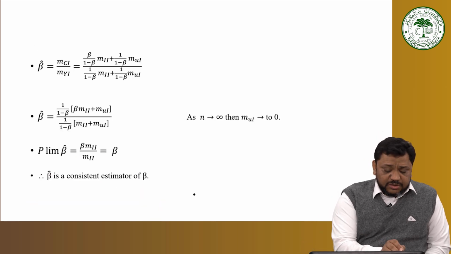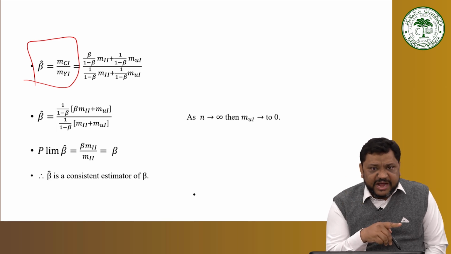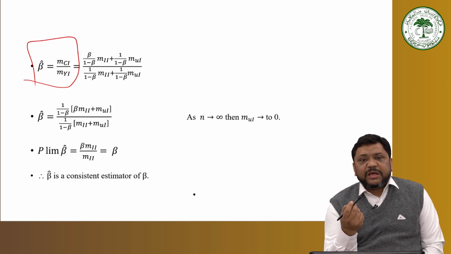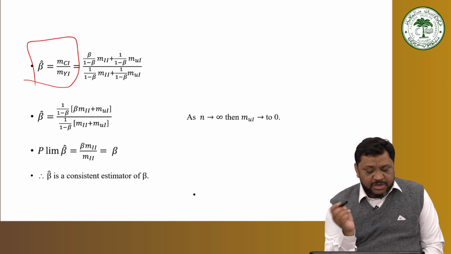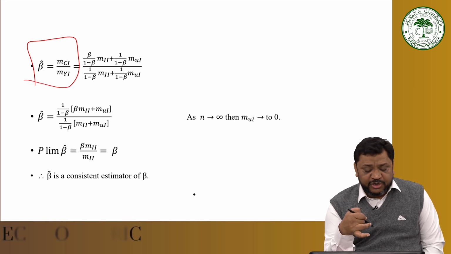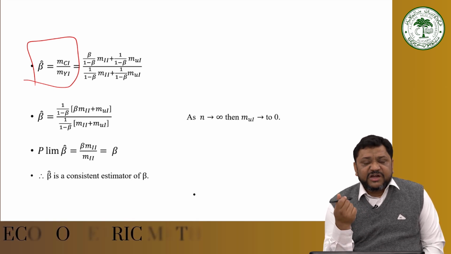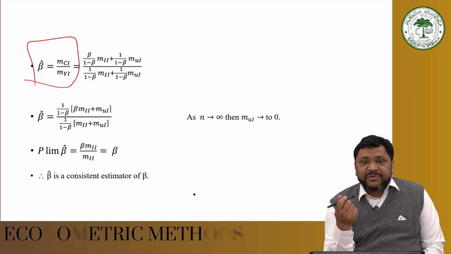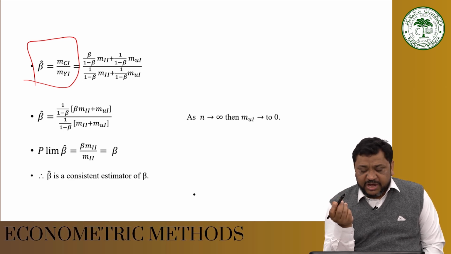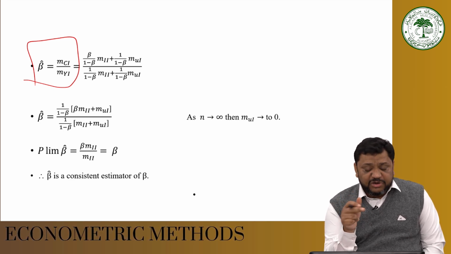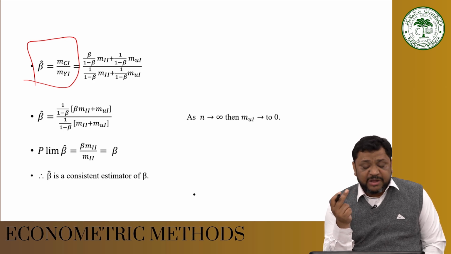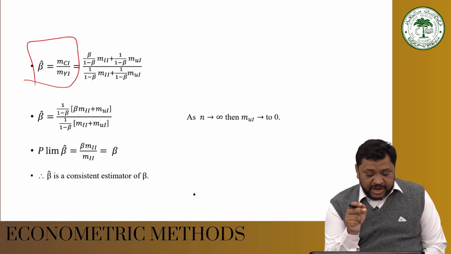Now we take beta hat. Beta hat we have seen earlier is equal to m_ci divided by m_ii. Now you write the equation for m_ci in the numerator and m_ii in the denominator, that is, beta divided by 1 minus beta m_ii plus 1 upon 1 minus beta m_ui, divided by 1 upon 1 minus beta m_ii plus 1 upon 1 minus beta m_ui.